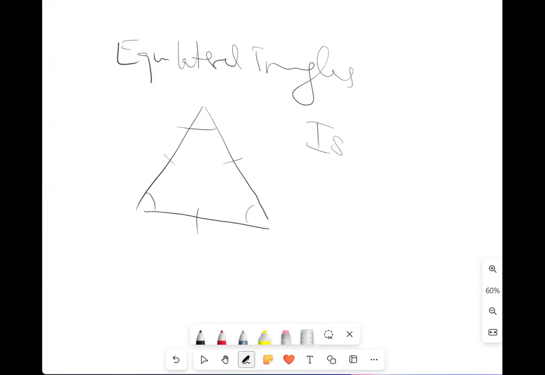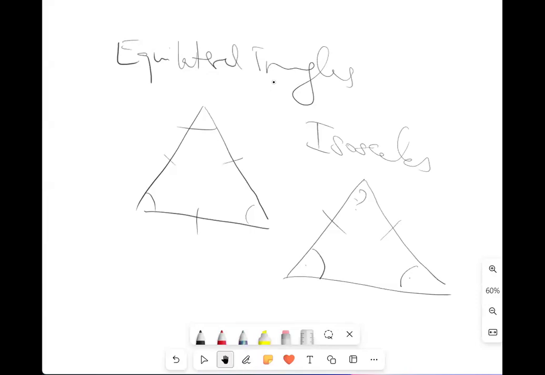Isosceles. When you have two equal sides, this side equal to this side, then this angle will be equal to that angle. But this one might not be the same as this and this. If the three angles are equal, well, then you have an equilateral triangle.